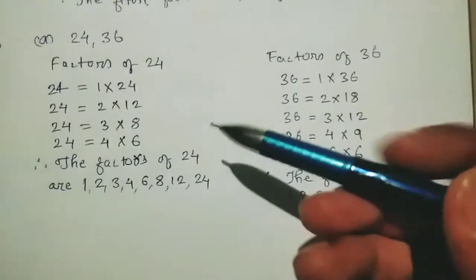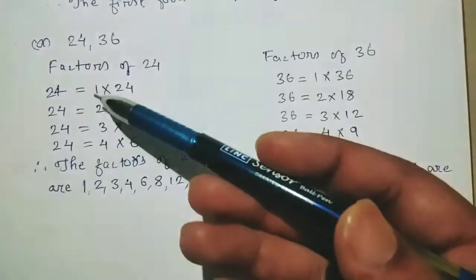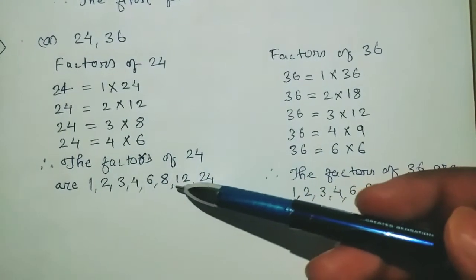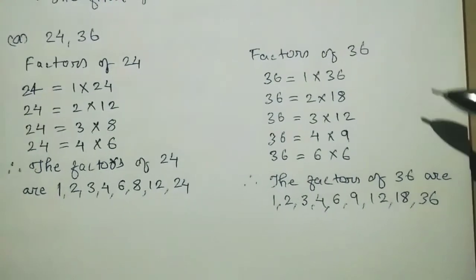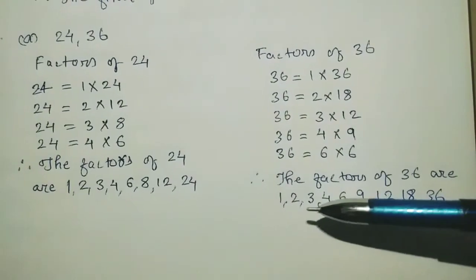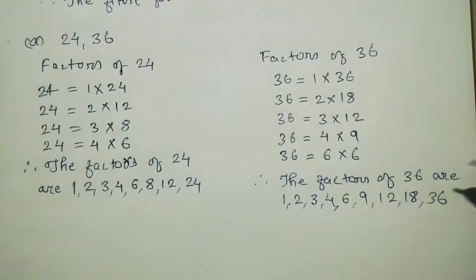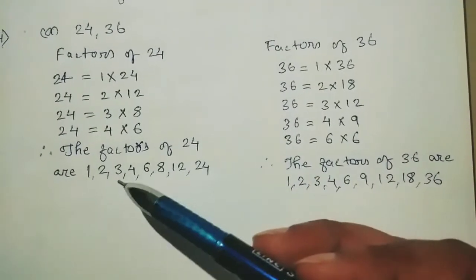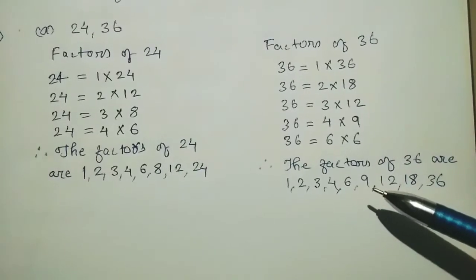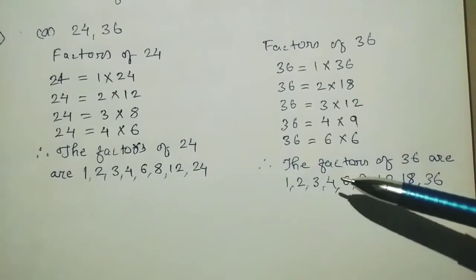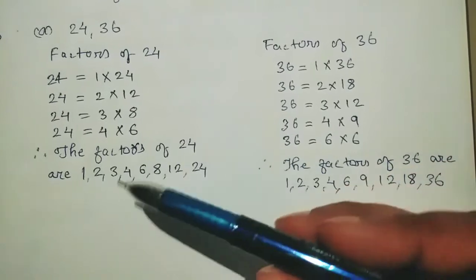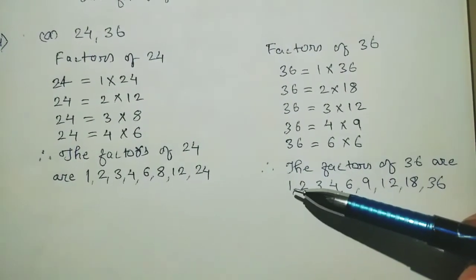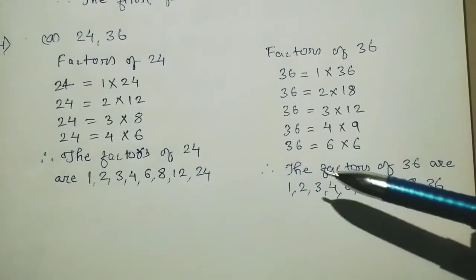Okay students, now you can see I have written the factors of 24. The factors of 24 are 1, 2, 3, 4, 6, 8, 12 and 24. And the factors of 36 I have written: 1, 2, 3, 4, 6, 9, 12, 18 and 36. So now you have to compare which numbers are common between these. You can see 1 here and here also. Common means the same numbers which come in both lists of factors.